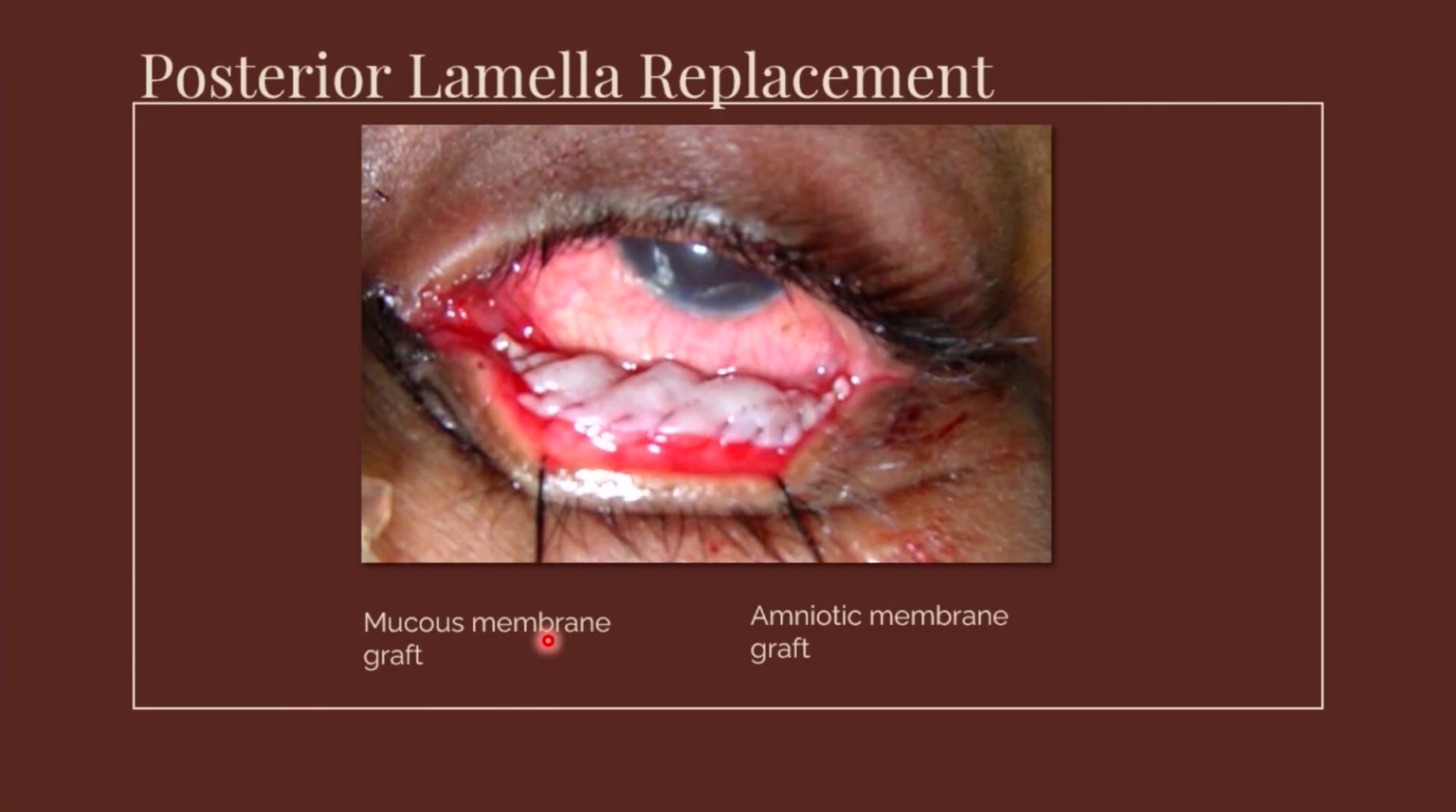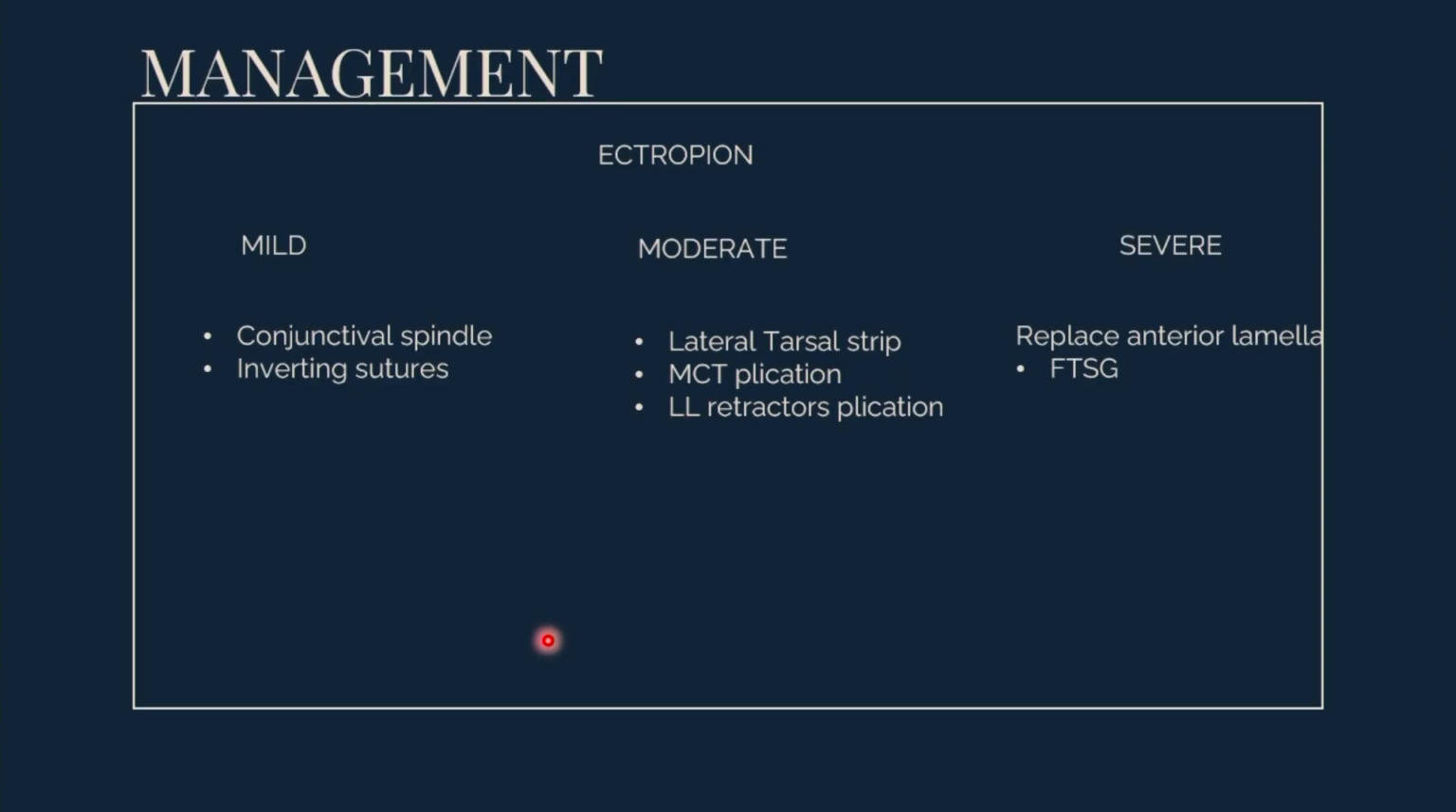But there are others that can be used, like auricular cartilage or a palatal graft. However, you have to choose well because auricular cartilage and palatal grafts are very hard and can cause further abrasions on the cornea. So you have to choose wisely. You can even take the tarsal plate from the upper lid as a spacer if you really need to. So moving to the management of ectropion, here again we manage it based on the grade.